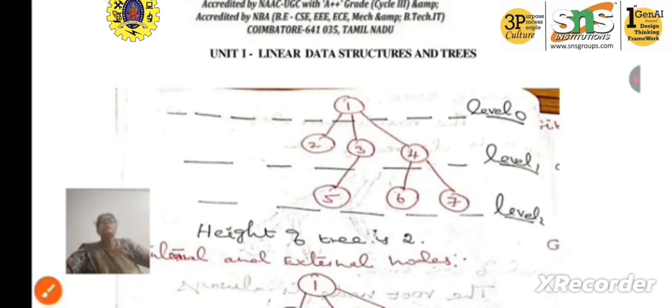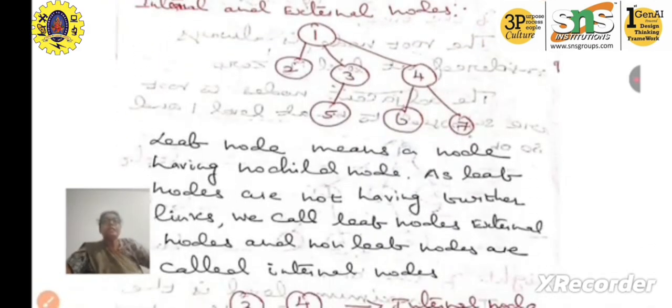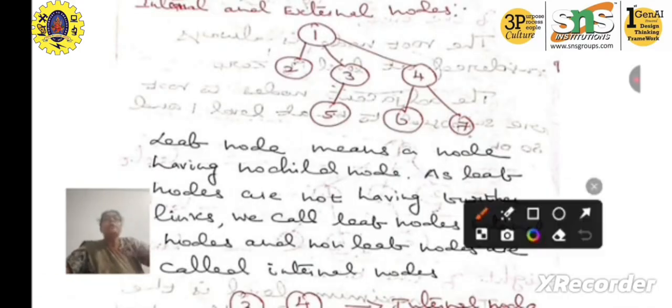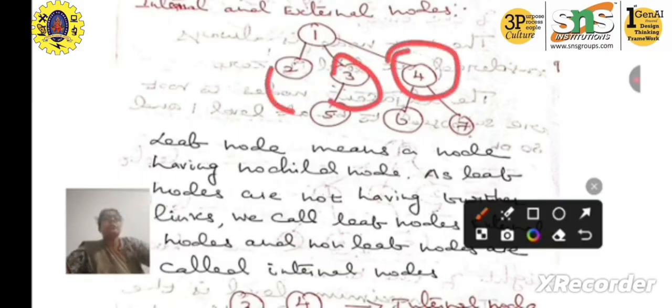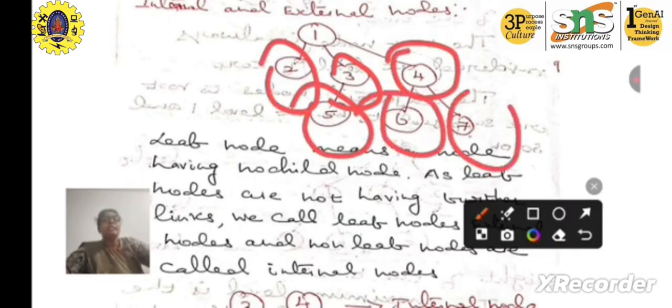The next one is internal node and external node. An internal node is a node that has at least one child. The node that has no children is called an external node. The internal nodes are 3 and 4. The external nodes are 2, 5, 6 and 7. This is an internal node and external node.